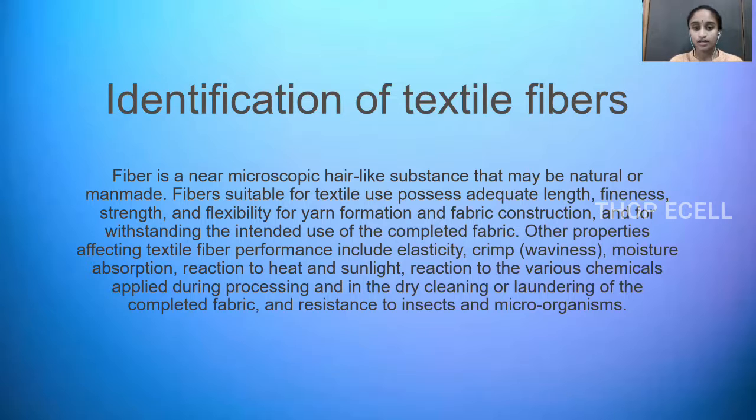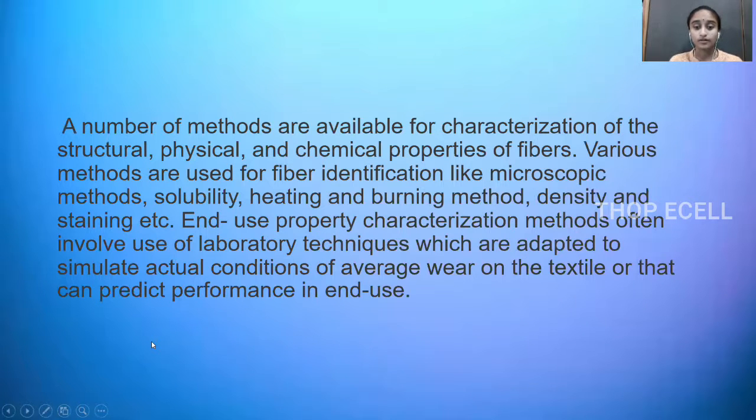So, firstly, what is identification of textile fibers? How are you going to identify them? When you go for shopping, we touch the cloth and we tell what kind of it is. That is one type of test we are doing to identify what kind of fabric or fiber it is. There are a number of methods available for characterization of structural, physical and chemical properties of fiber. Various methods include microscopic method, solubility method, heating method, burning method, density and stain test. We are going to learn all about this in the further slides.